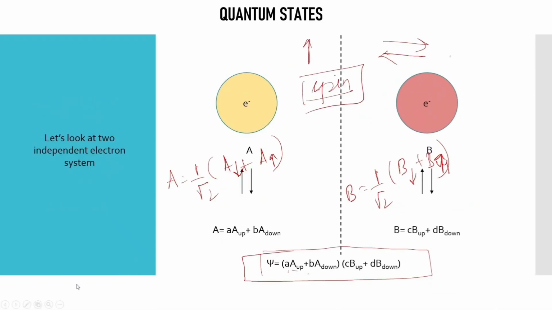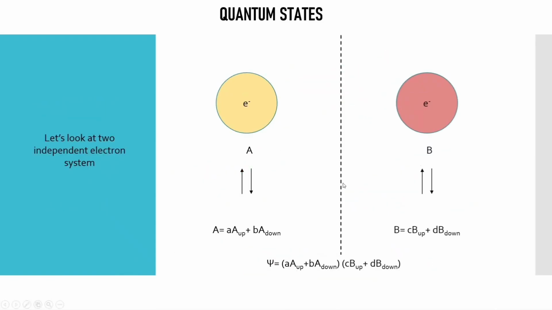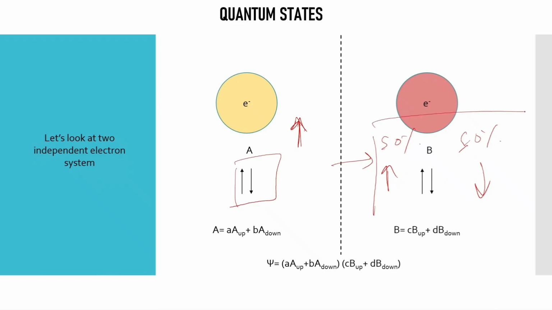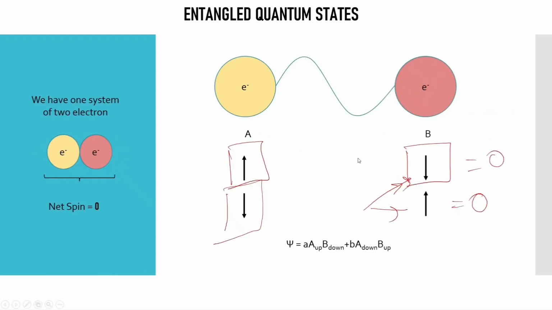However, in the earlier case, let's say we measure A and we find that A is in an up state. What can you tell me about the state of B? You don't know. There's still a 50% chance that it's up and 50% chance that it's down. Why? Because this system is not dependent upon each other. B can take independent spin, A can take independent spin. While here, their spins are related to each other. These two electrons are related to each other.